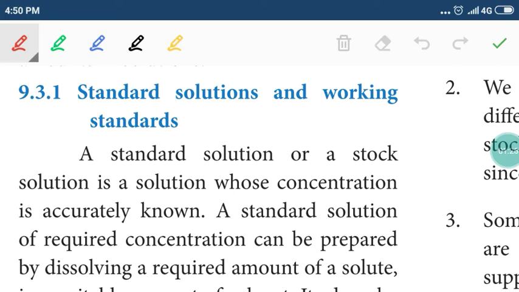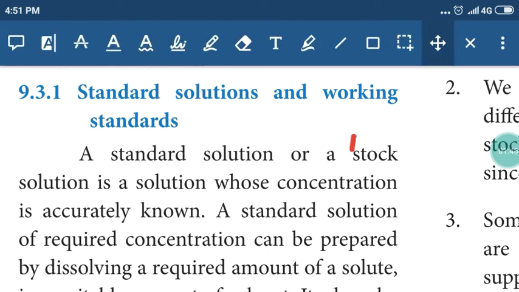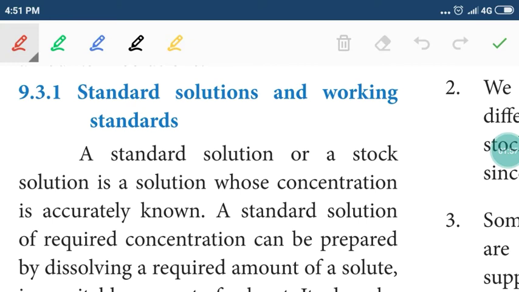Standard solution means a solution with known concentration. It is a 99.9 percent accurate value. We cannot say 100 percent perfect. There will be some errors, human errors, during the preparation of a standard solution. So, a standard solution is a solution with known concentration. To do volumetric analysis, we need a standard solution.